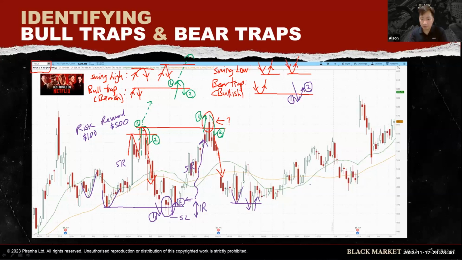And you can see over here as well. Very subtle. This is a swing low. Price goes down, goes back up. Very subtle. And this one happened before the earnings.